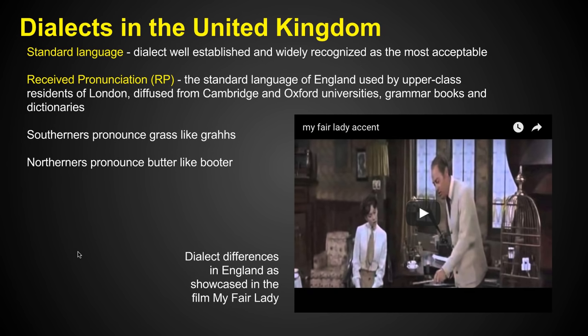So within the United Kingdom, Southerners pronounce grass like "grahss." Like, I've got to mow the grass, right? Northerners pronounce things like butter with "booter." I'm going to have some booter, which sounds weird to us in the United States. But the English are very peculiar. They're very specific about their language.